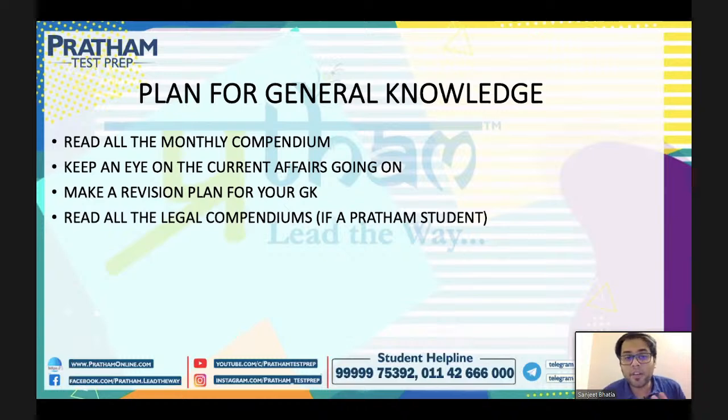Next, make a revision plan for your GK. A revision plan is very important, because GK gets into a varied number of things, right? The course becomes very big and it is very difficult for students to cover it during the end times of the exam. So definitely make a revision plan for how you are going to revise the entire section for yourself. That is something which is very, very important for you guys to understand.